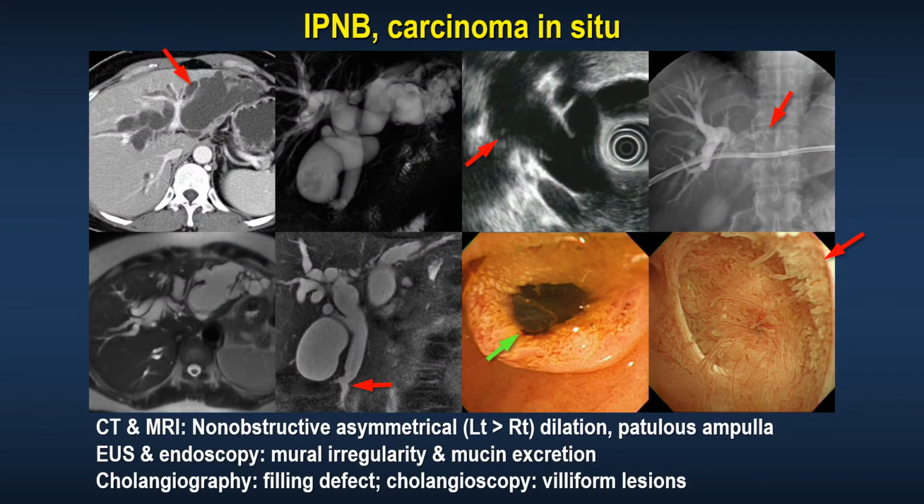In this case of non-invasive IPMB with carcinoma in situ lesion, on CT and MRI, the left liver shows more pronounced diffuse asymmetrical dilation and patulous ampulla. EUS shows irregularity of ductal wall and a large amount of mucin is observed in the ampulla on endoscopy. On cholangiography, the left duct is not well visualized due to the mucin plug. In cholangioscopy, numerous villiform lesions are observed.